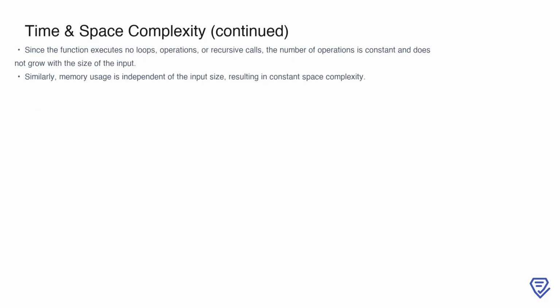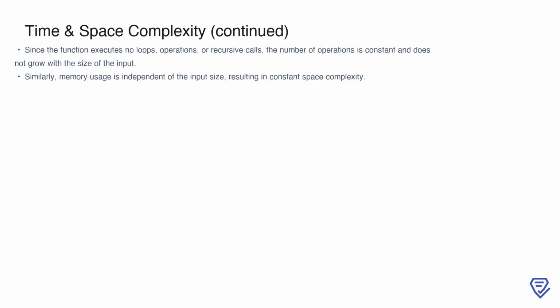Finally, let's summarize the reasoning behind the constant time and space complexity. Since the function does not include any loops, recursive calls, or operations that scale with the size of the input, the number of operations remains fixed. This is why the time complexity is O(1). Similarly, the function does not depend on the input size for memory allocation, so its space complexity is also O(1).